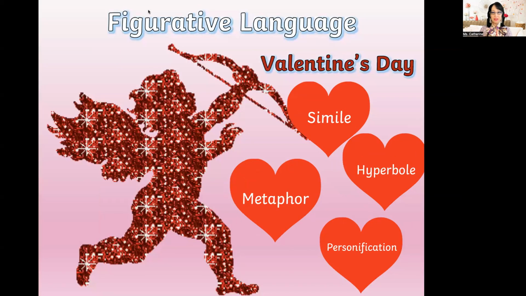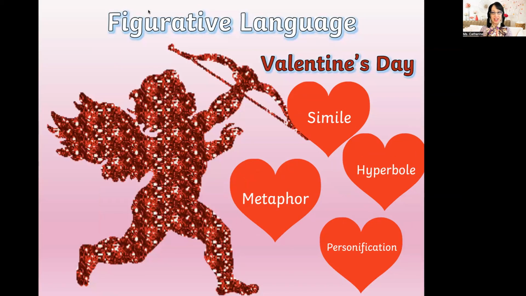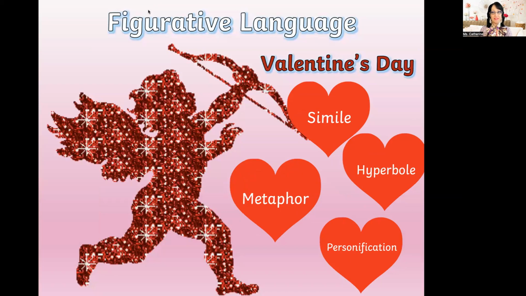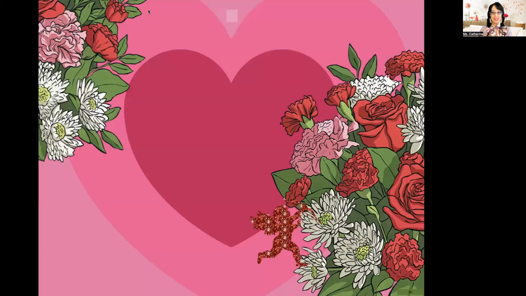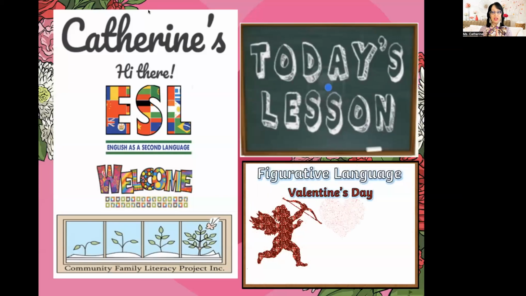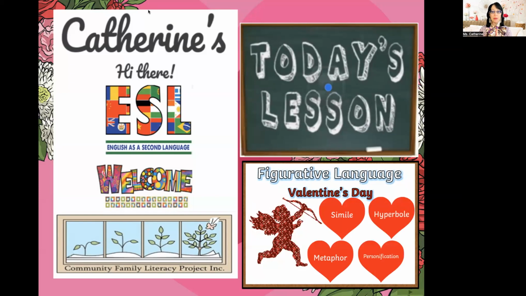So thank you everyone for joining Ms. Catherine's ESL classroom on figurative language, Valentine's Day. So the four styles of figurative language that we will learn today would be simile, hyperbole, metaphor, and personification.